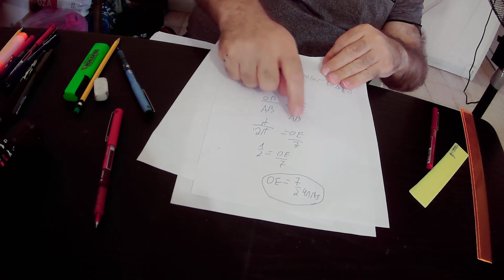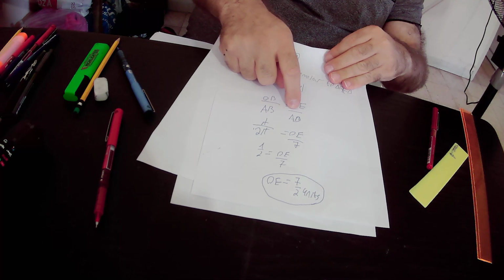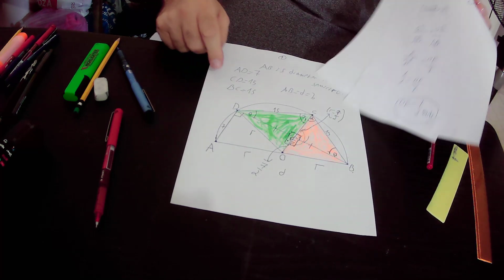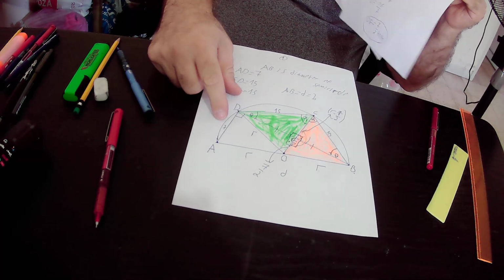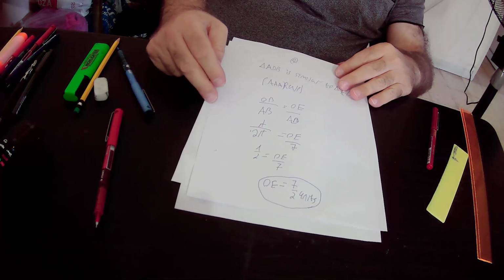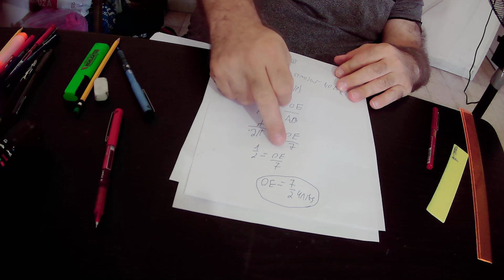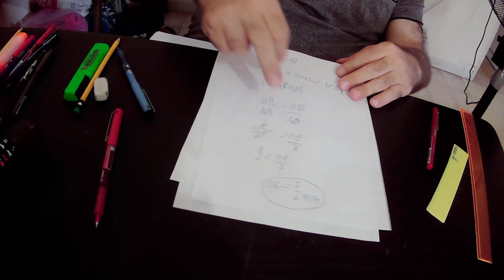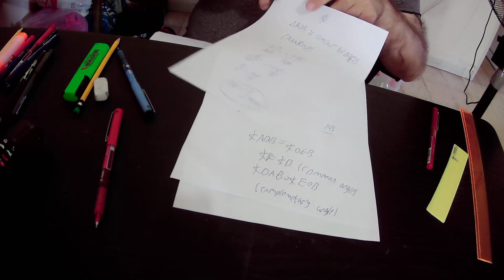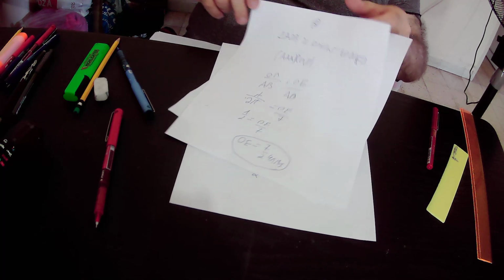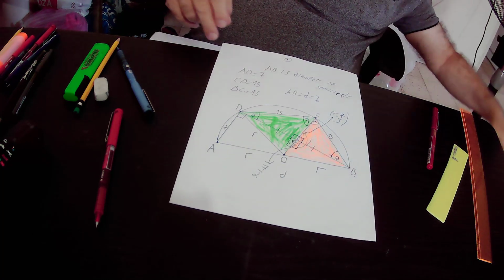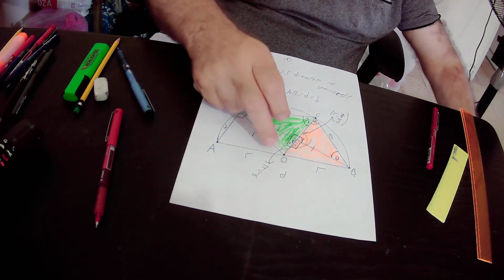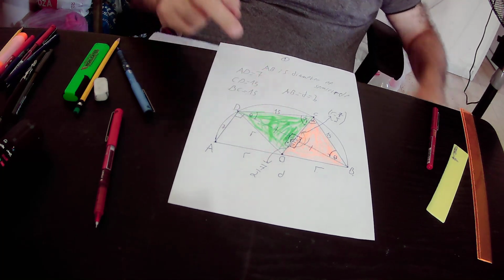And here we have OE and AD equals 7 units. It is given in the question that AD equals 7 units. So in total we got that 1 over 2 equals OE over 7, or OE equals 7 over 2 units. We found out that OE equals 7 over 2 units.